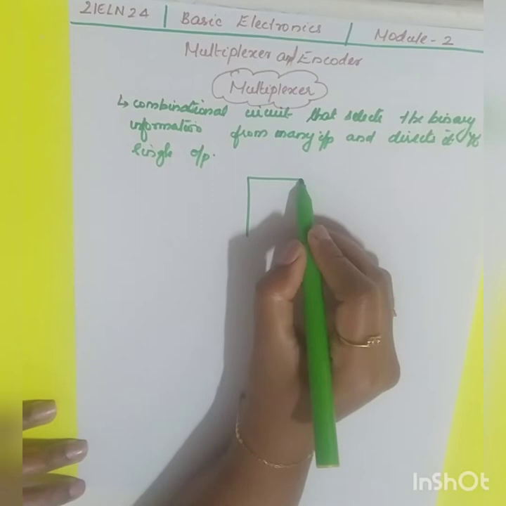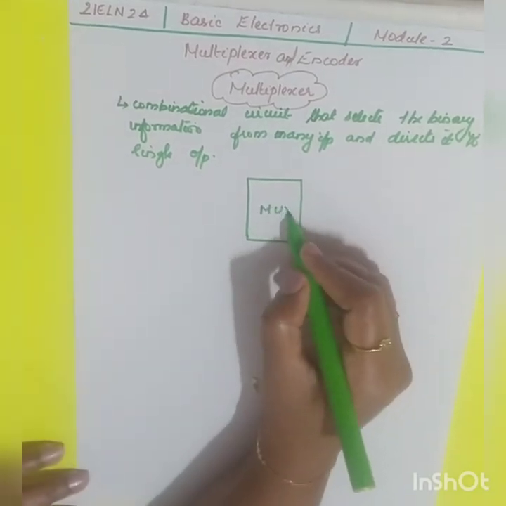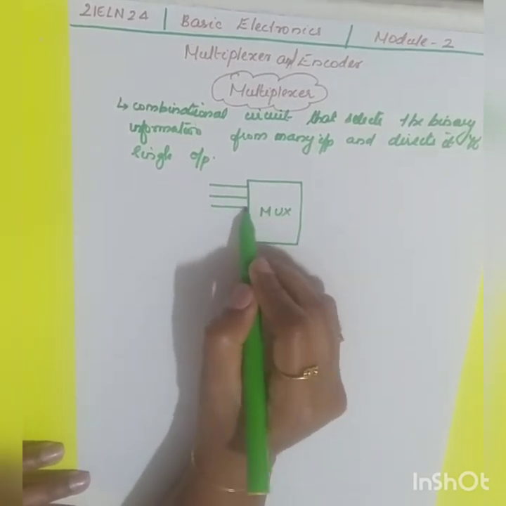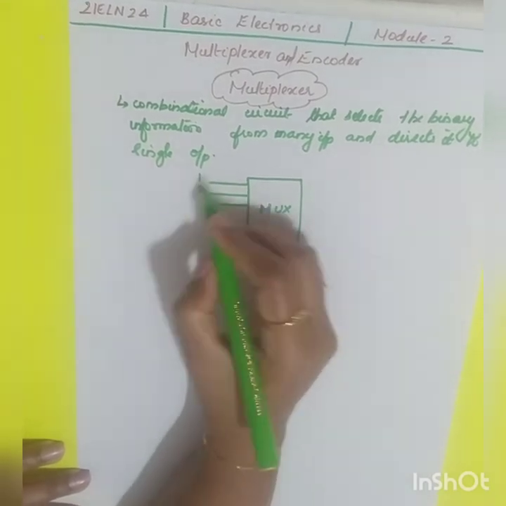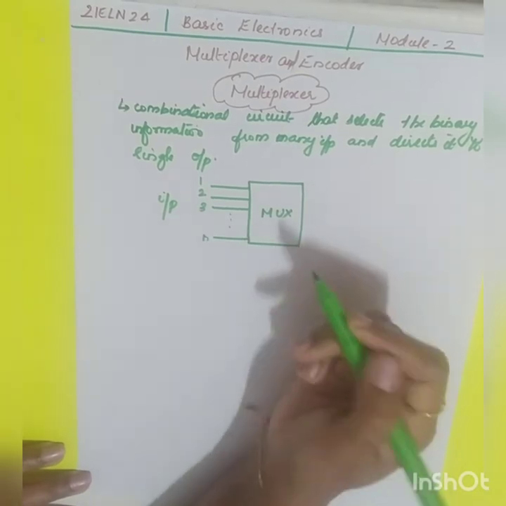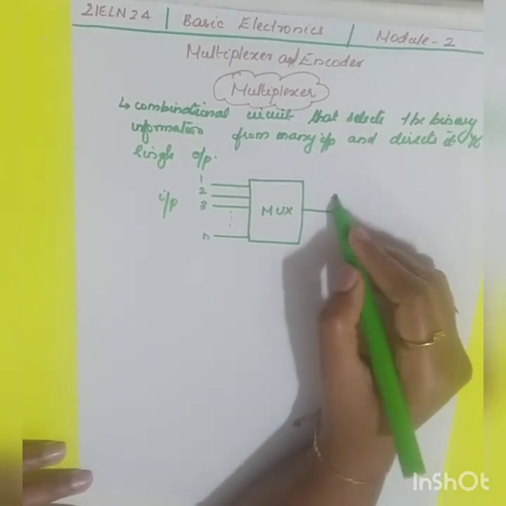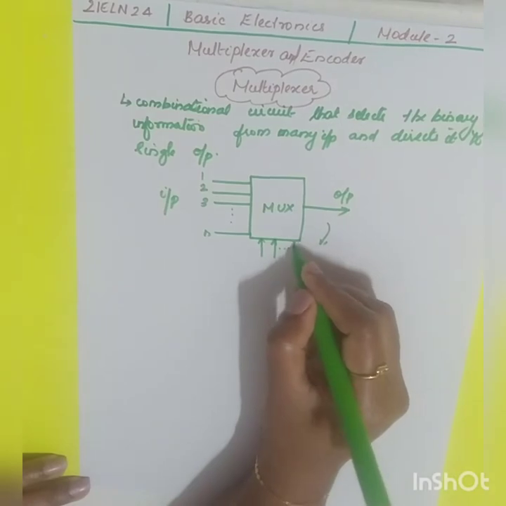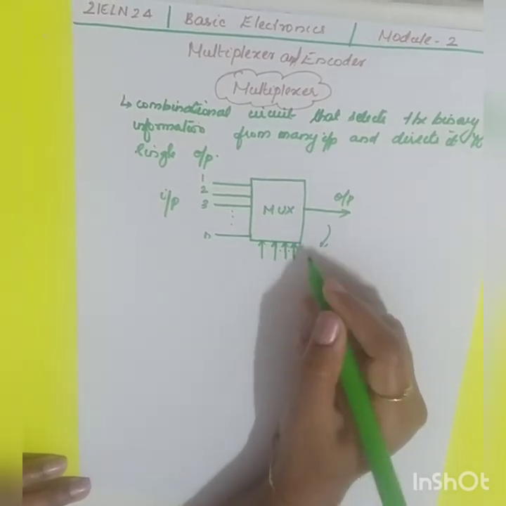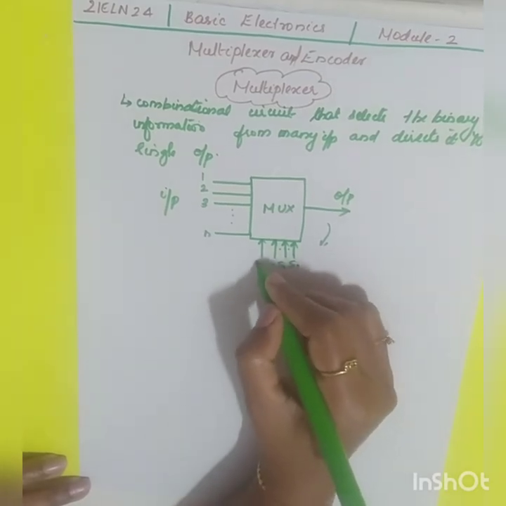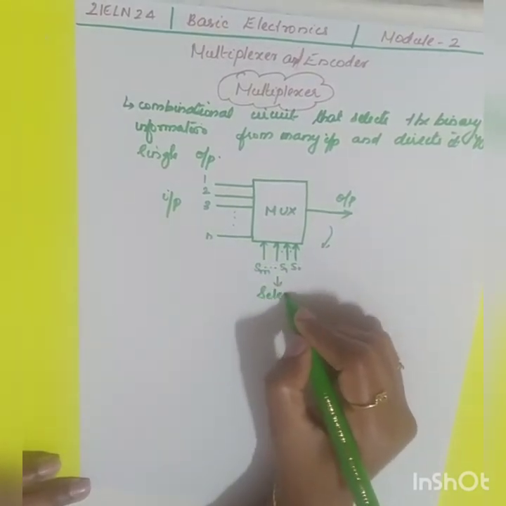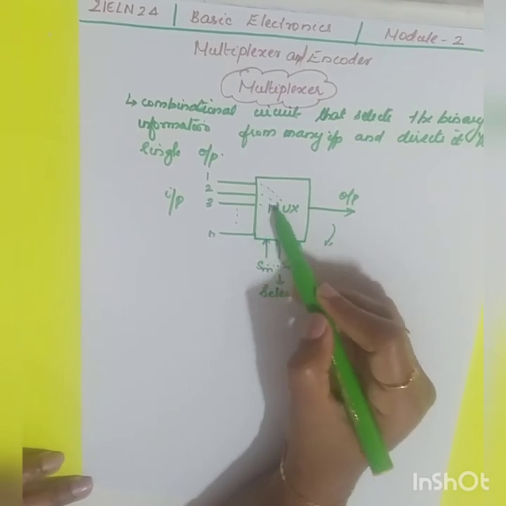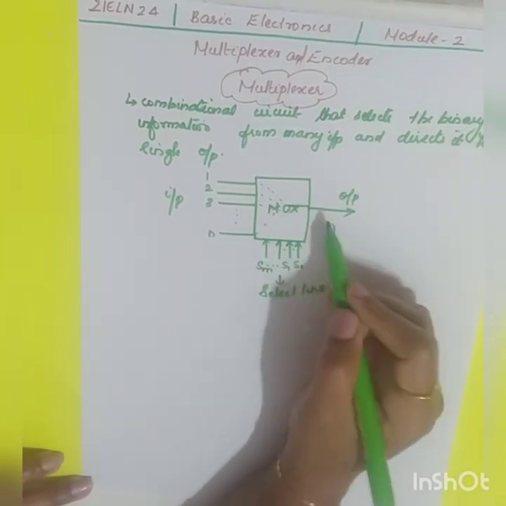So a multiplexer is a combinational circuit that selects the binary information from many inputs. So it consists of many inputs. Okay, so if I take the inputs 1, 2, 3 etc. up till n, it consists of many inputs and a single output. The output always depends on what are called the select lines. So if these are S0, S1 etc. up till Sm, these are called your select lines. Depending on your select lines, the output will select any one particular data input, and it acts as a digital switch.